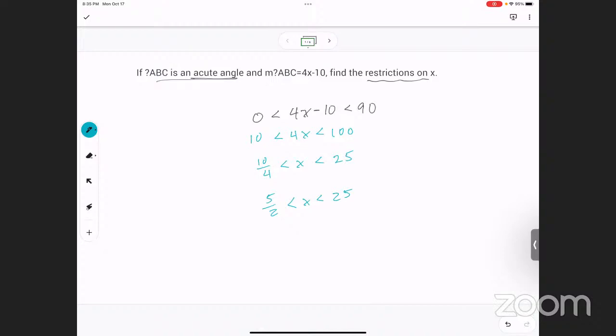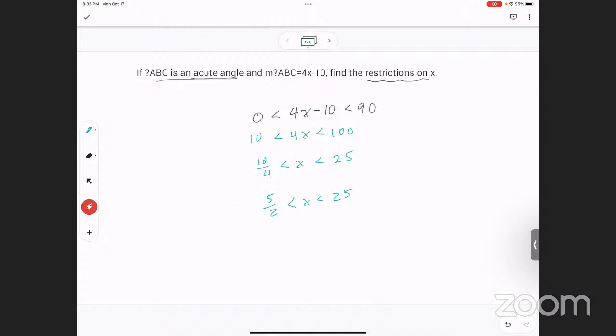Okay. And you can check it by plugging it in. Plug in 5 halves here, and what are you going to get? The 2 and the 4 would cancel. You get 2 times 5, that's 10. 10 minus 10 is 0. So it can't be that. If you plugged 5 halves in here, you'd get 0, and that wouldn't be an acute angle. So it can't be equal to that or less than that. It has to be greater than 5 halves.